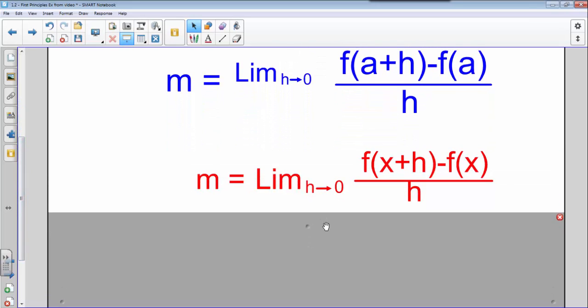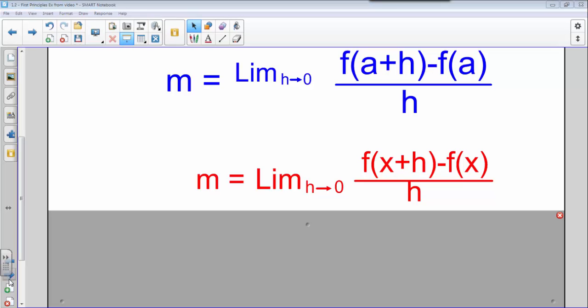And just a quick note that we may see this same formula in basically this form, but with an x instead of the a. Typically we use the a when we know the value, when we're looking for the slope at point x equals 2. And then we use this in a more general sense when we're looking for a generalized equation for slope that we could then plug numbers into at a later date.